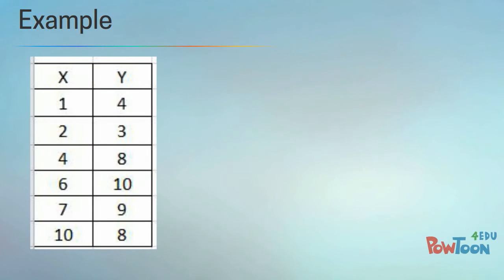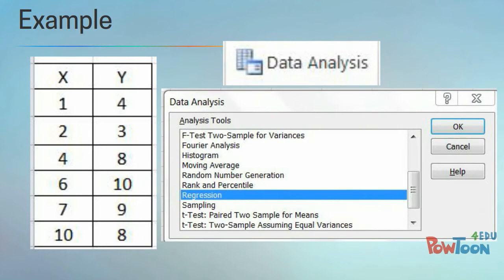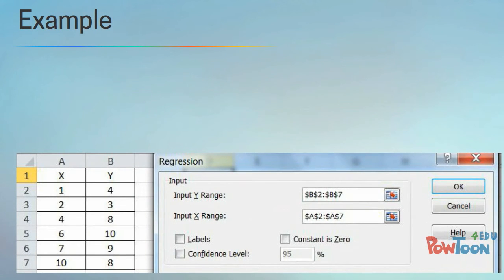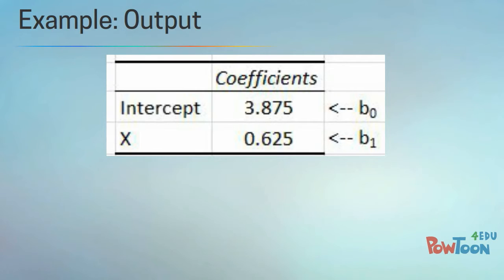For example, if we have a small sample of 6 data points, x equals 1, y equals 4, then x equals 2, y equals 3, and then 4 and 8, 6 and 10, 7 and 9, and 10 and 8, then using Excel's data analysis tool, selecting regression, and specifying the appropriate x and y variables, the regression output is generated and we find the intercept b0 equals 3.875 and the slope b1 is 0.625.